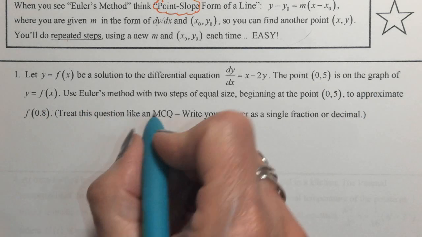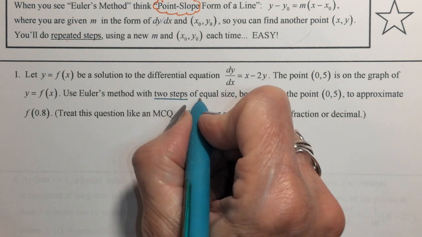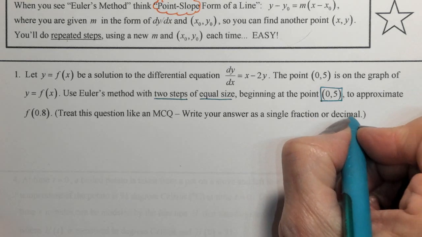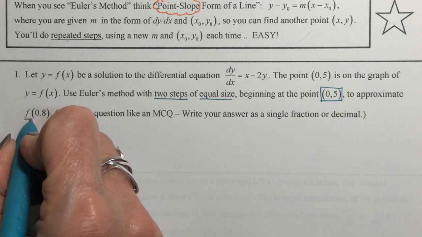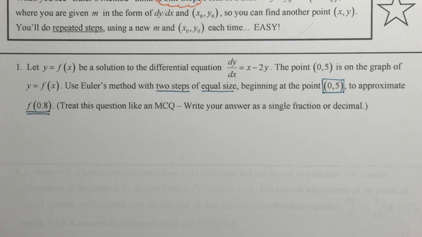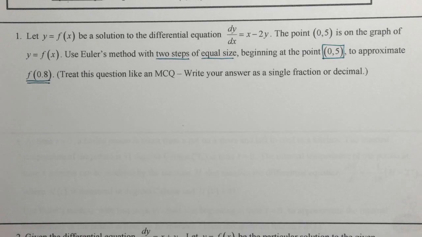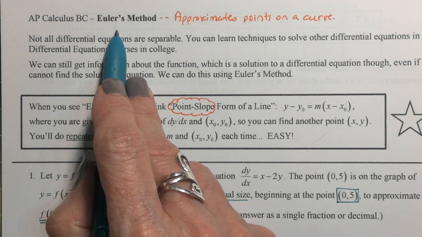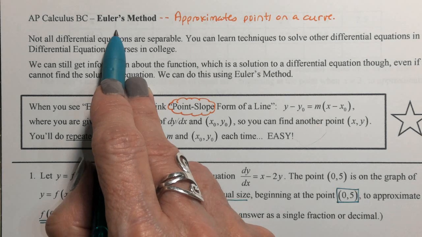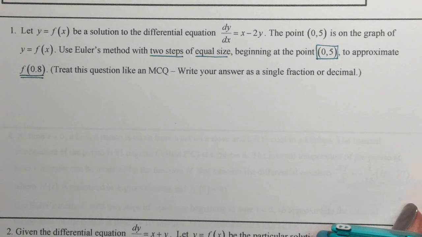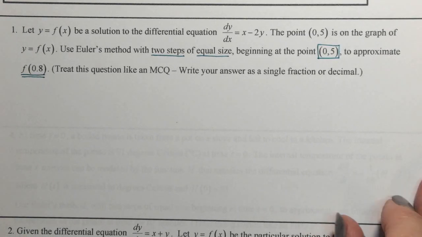Use Euler's method with 2 steps of equal size, beginning at the point (0, 5), so that's our starting point, to approximate f of 0.8. We're going to treat this like an FRQ. We're going to practice multiplying with decimals. Since Euler's method is a numerical method, you can expect it to have messy numbers in it. So let's practice our decimals and our fractions and remind ourselves how to multiply, add, and subtract decimals.